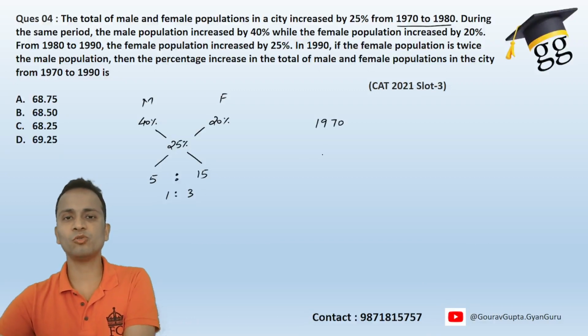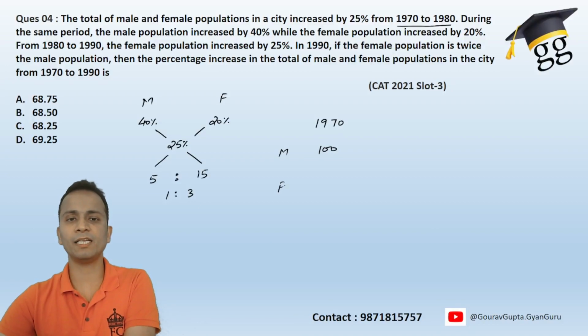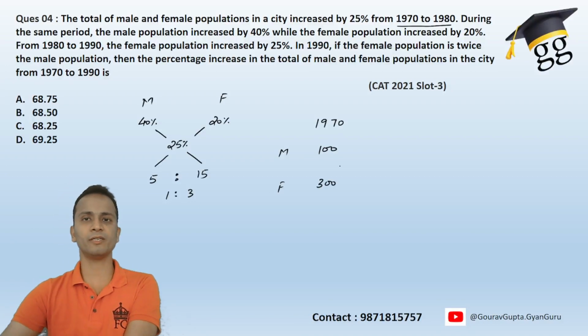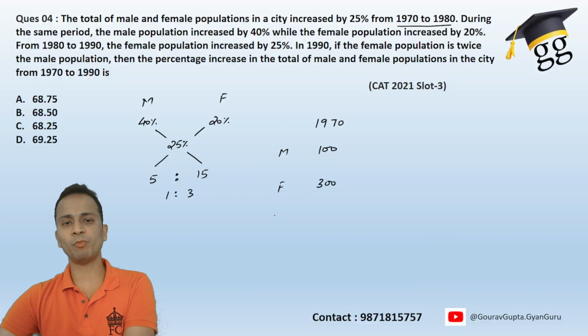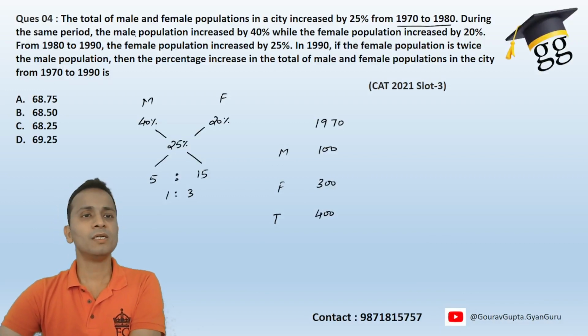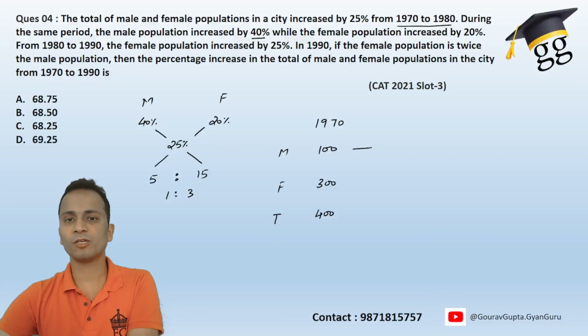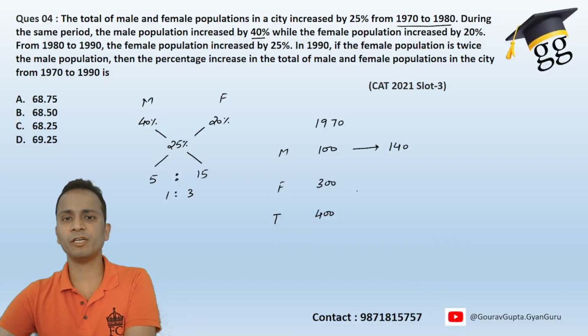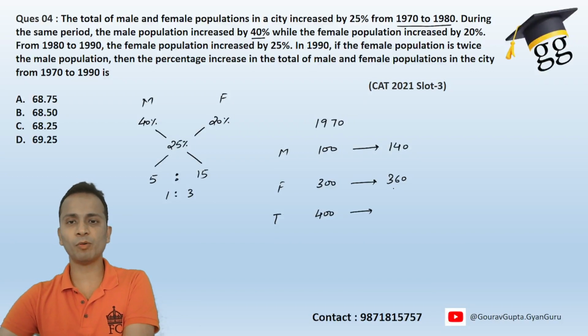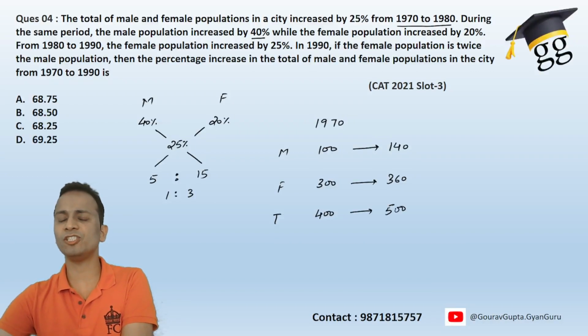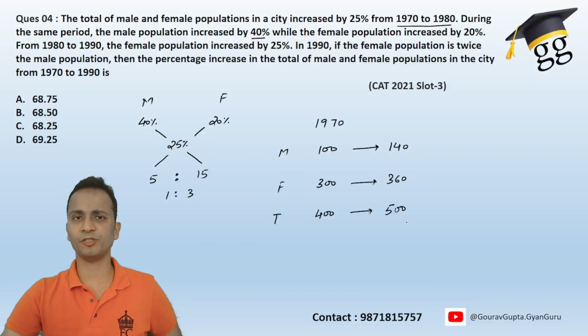So now let's start with 1970. The ratio is 1:3. I will assume that the number of males is 100 and the number of females is 300. Total population is 400. Now, in this period, male population increased by 40%, so it became 140. The female population increased by 20%, it became 360. The net population is 500, and you can check there is an increase of 25%.